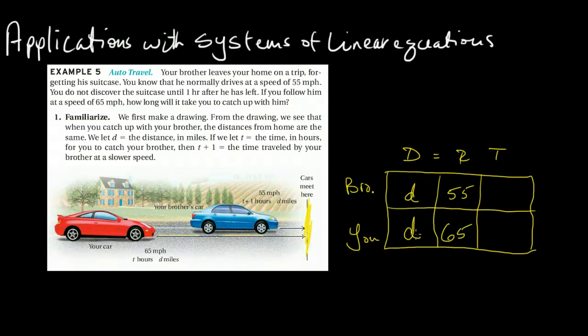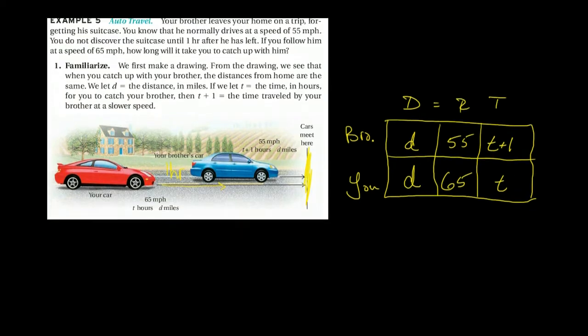This is where it gets interesting. See, the brother has an hour head start. So whenever you start driving, he's going to be an hour in front of you. That's a 1 hour time lapse between your starting and his starting. So he's got t plus 1 hour ahead of you, whereas you're just driving however much time that is. So we have a couple of unknowns here. But what do we know about the unknowns?